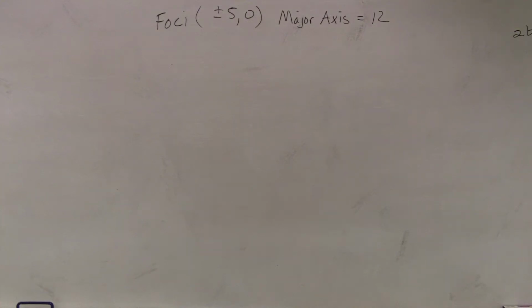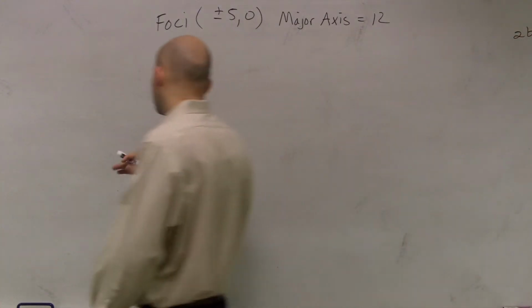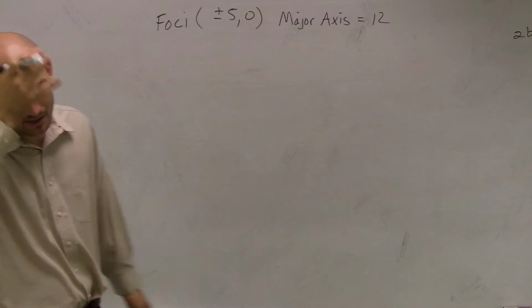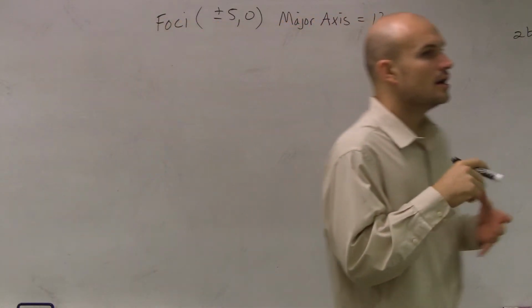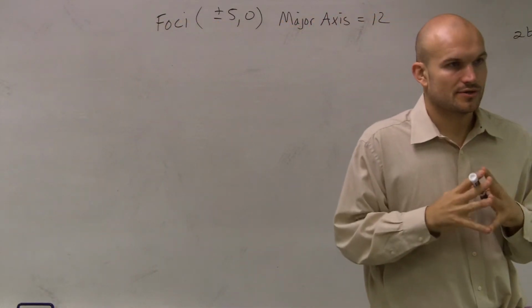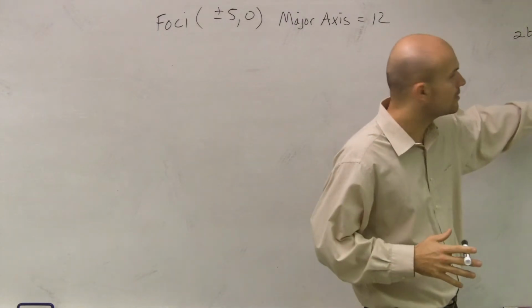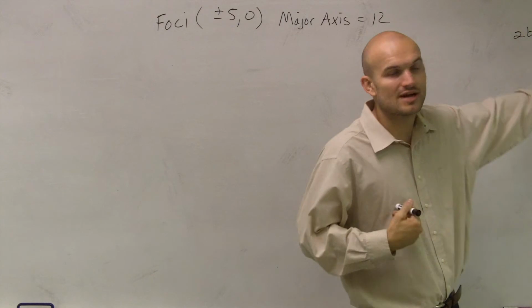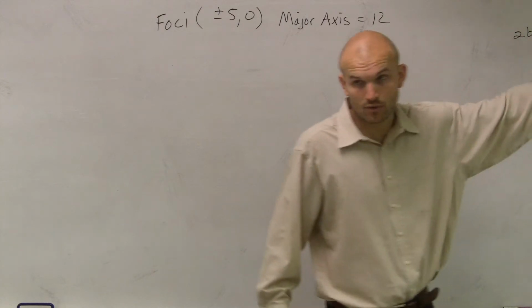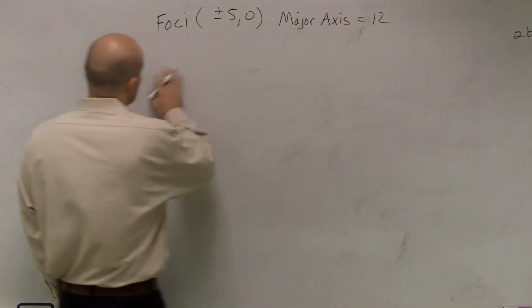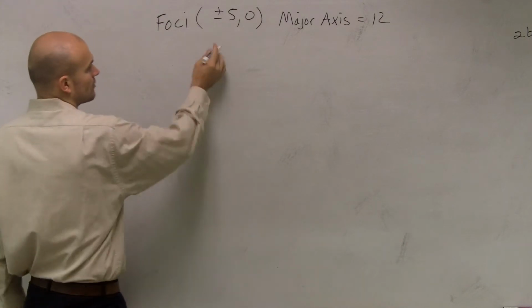Alright, so ladies and gentlemen, since we're dealing with ellipses, the first thing we have to do is determine whether our major axis of symmetry is going to be vertical or horizontal. To determine that, let's just draw what we're given.